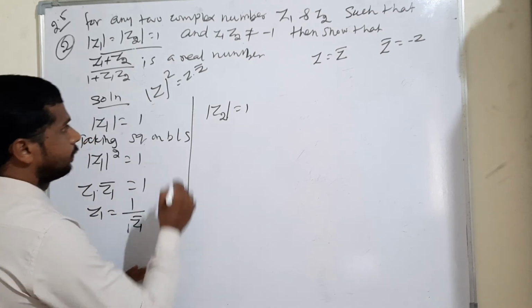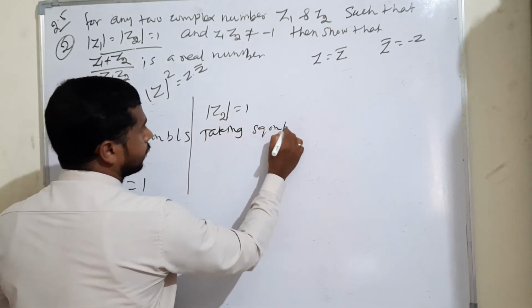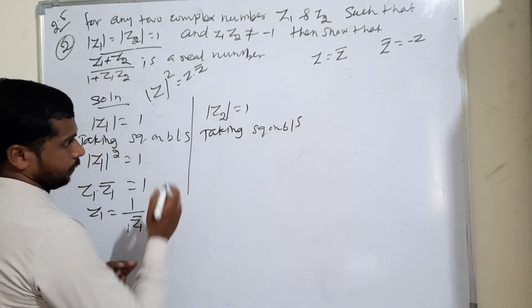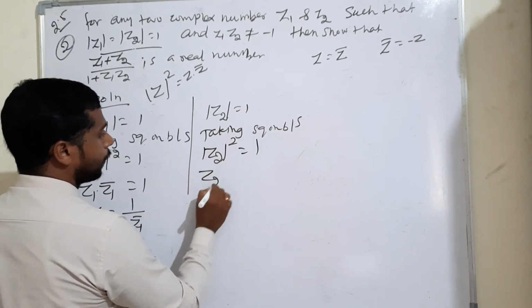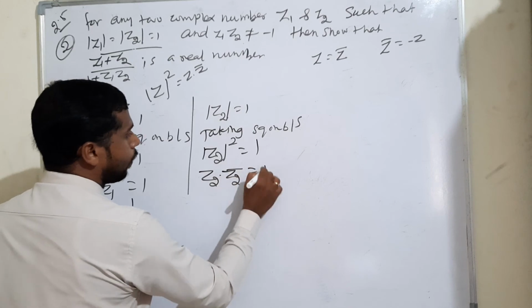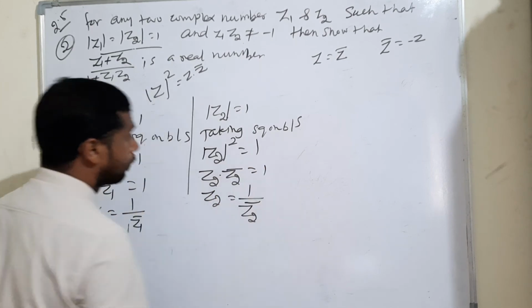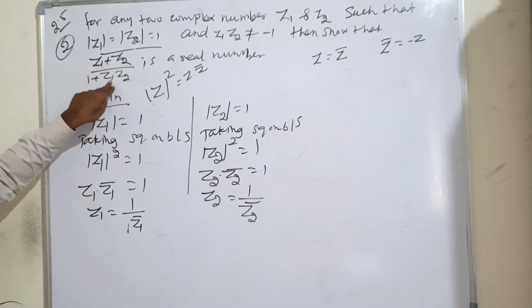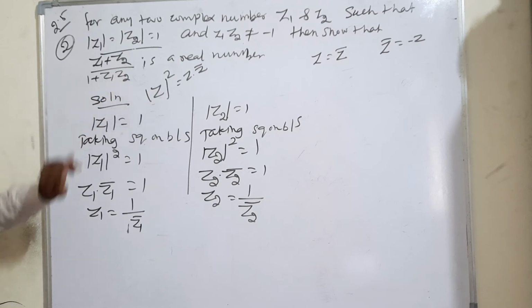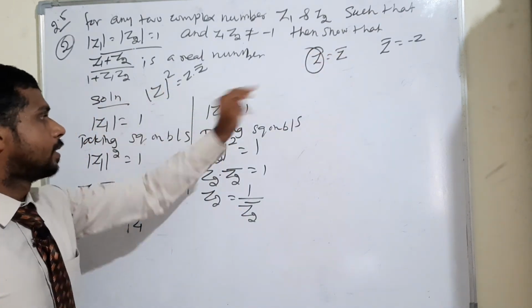Then the next condition: here also, taking square on both sides. Modulus of z2 square means z2 into z2 bar is equal to 1, which means z2 is equal to 1 by z2 bar. Now we have to show that z1 plus z2 divided by 1 plus z1 z2 is real.